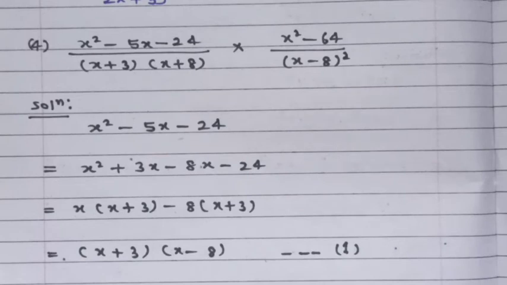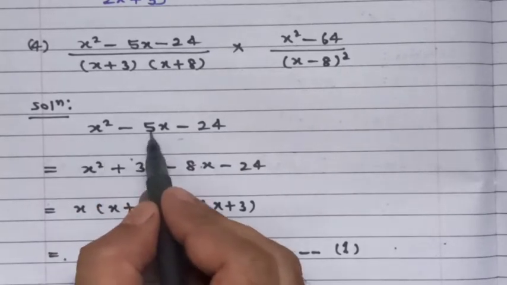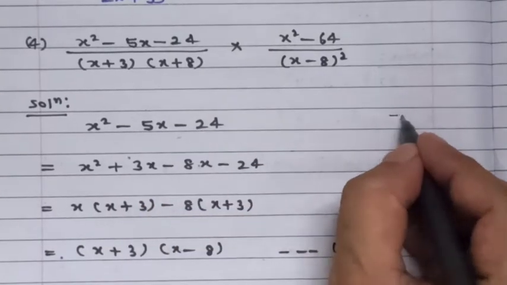Fourth question. x square minus 5x minus 24 upon x plus 3, into x plus 8 into x square minus 64, upon x minus 8 the whole square. Whatever you find difficult, try to find the factors separately. So I'll just write x square minus 5x minus 24.